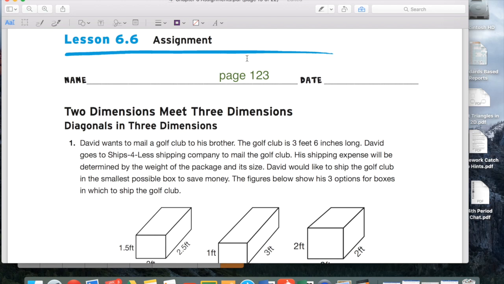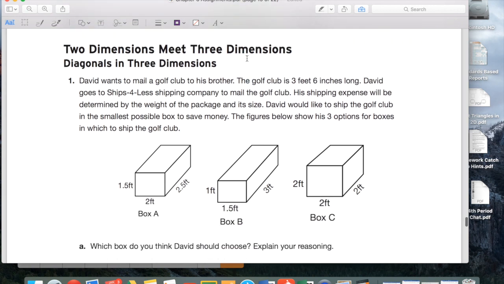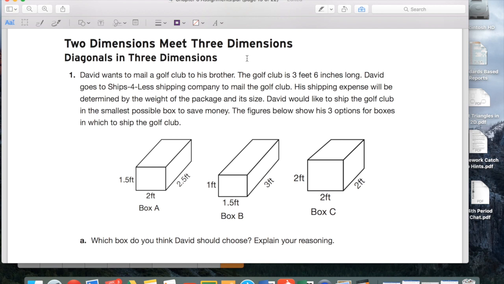For tonight's assignment, you will be working on page 123 in your assignment workbook. David wants to mail a golf club to his brother. The golf club is 3 feet and 6 inches long. David goes to Ships for Less shipping company to mail the golf club.